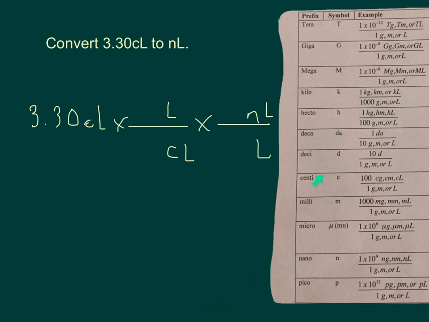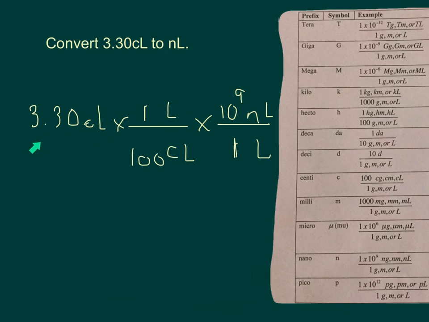So I'm going to, first of all, find the centi. There's 100 centis for one regular thing, so I put this number on the bottom here. There's 100 centiliters for one regular liter. And now I find my nanos. There's the nano, and it's 1 times 10 to the 9th nanos for one regular. I'm just going to cheat because I'm running out of space here. There's 10 to the 9th nanos for one regular. So in my calculator, I'm going to do 3.30 divided by 100 times 10 to the 9th.